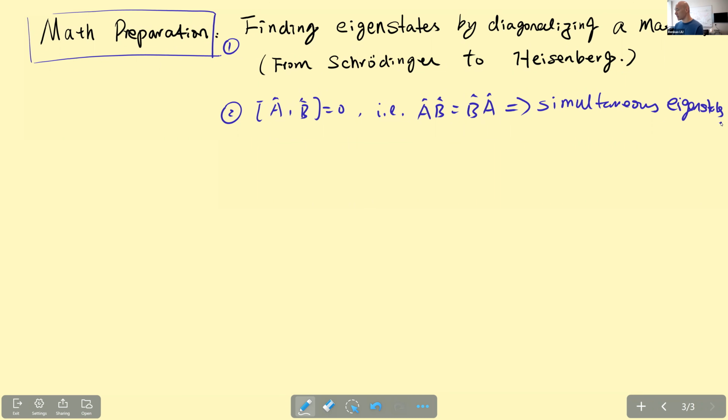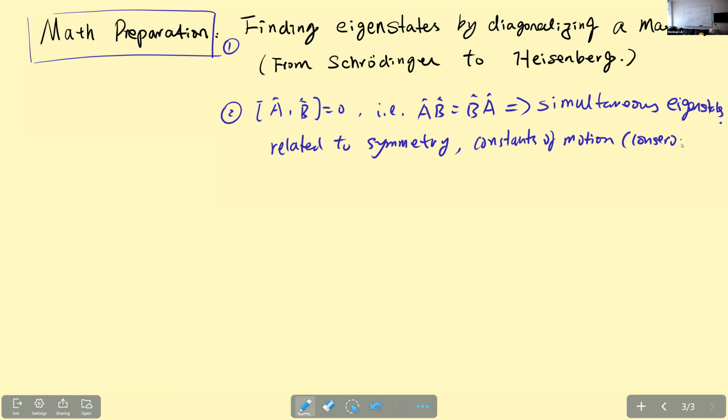And this one actually is related to the symmetry. Okay. And constants of motion, or in other words, conservation. Okay, but later we're going to see this with more details.